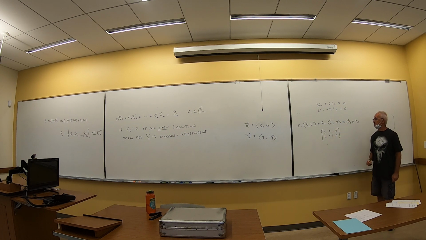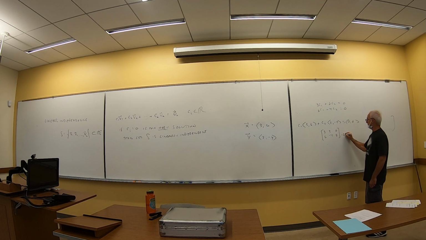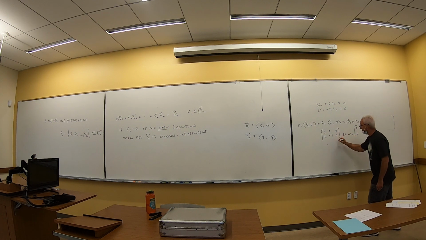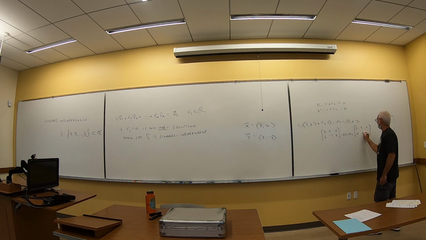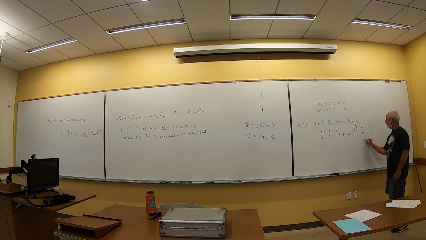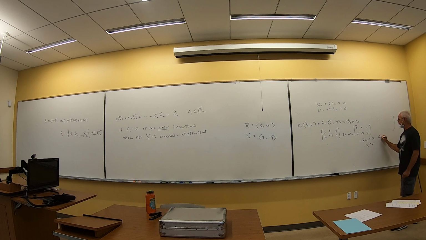Now, I want to solve this using a matrix. So how about negative row 1 plus row 2? So, I'm sorry, negative 2 row 1 plus row 2. Negative 8, 0. Well, I can stop now. Negative 8 C2 is 0, so C2 is 0. 3C1 plus 0 is 0, so C1 is 0.